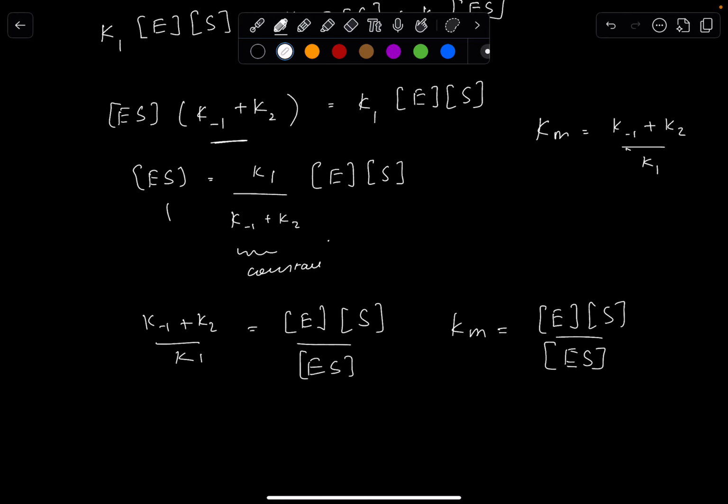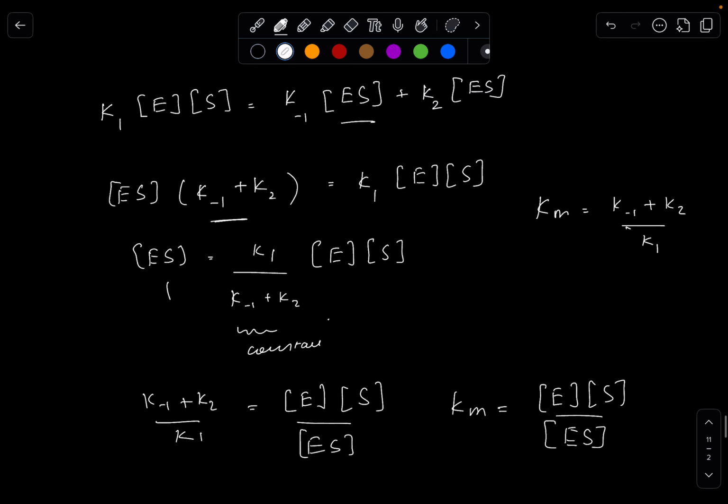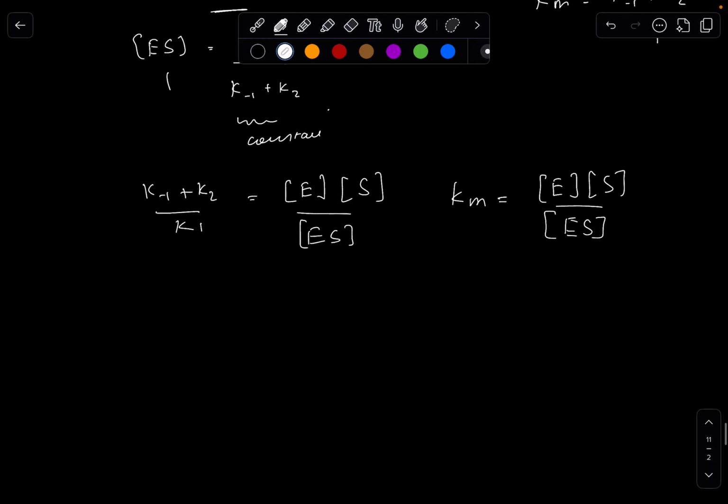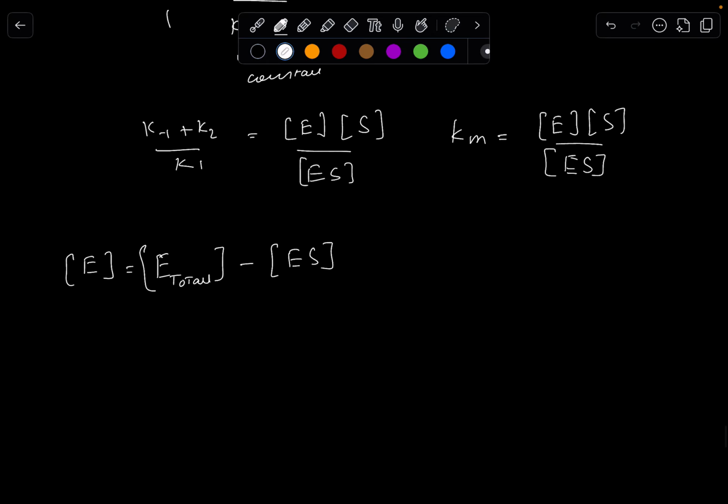Right? I could say this. Now remember what E was. Remember this E? Enzyme plus enzyme complex is equal to total enzyme. So what I can do is say enzyme is equal to enzyme total minus ES. Right? I can say this. So I can move this and I can say Km equals E.